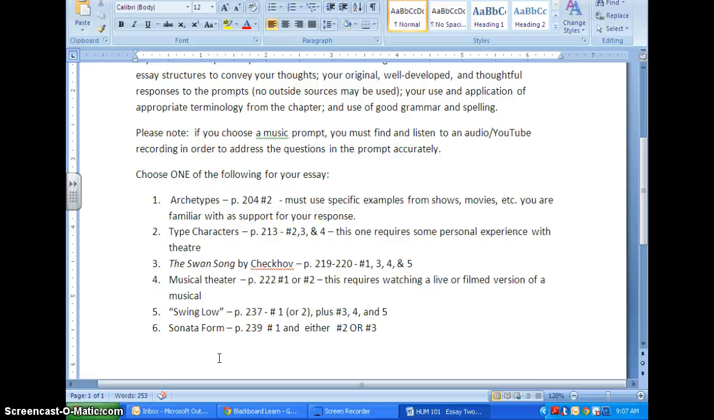Swing Low, we move into our music chapter. The music is there. There's a lot of content in our book. You can't use that, but obviously reading it will help you understand the song better. And then there's a lot of good recordings on YouTube. So you either have to answer question 1 or 2, but in addition to that, you have to answer questions 3, 4, and 5. So there's a total of 4 questions there about Swing Low.